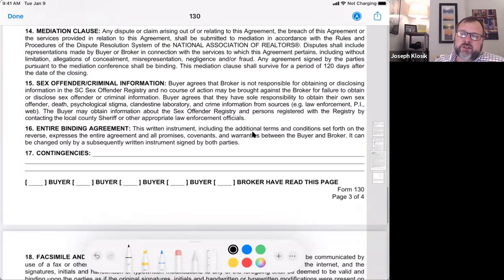Section 14 says if we do come to a disagreement between us in this agency relationship, we'll mediate instead of sue. Any criminal information or sex offender information that you would need on properties, you would have to go look up yourself. I can't provide that to you from the agency standpoint.